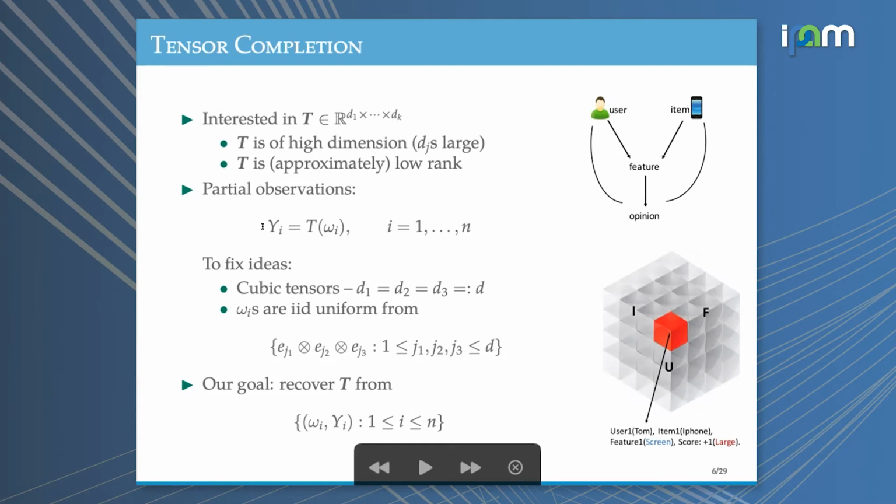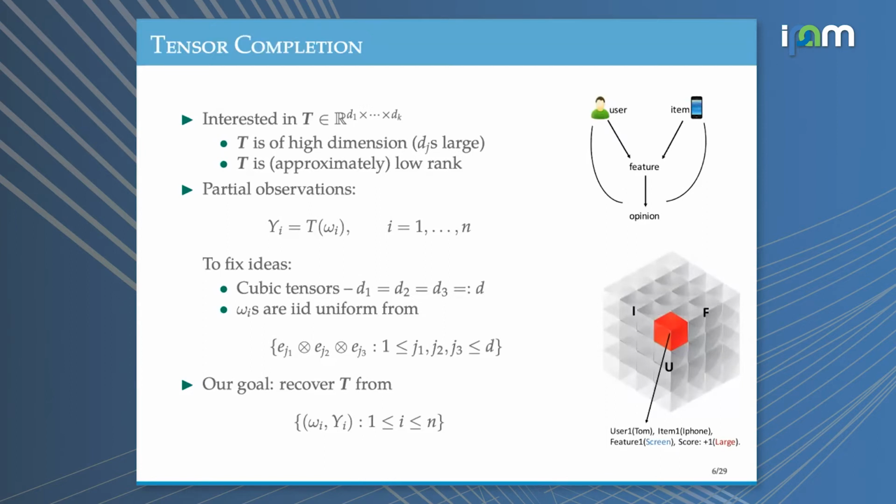And what I'm going to do is I can observe this particular location. When given an index, I can observe the entry. And suppose I observe n entries. The question is, how big does n need to be before I can recover this original tensor T from these pairwise observations, the indices, and also the particular value at that entry?